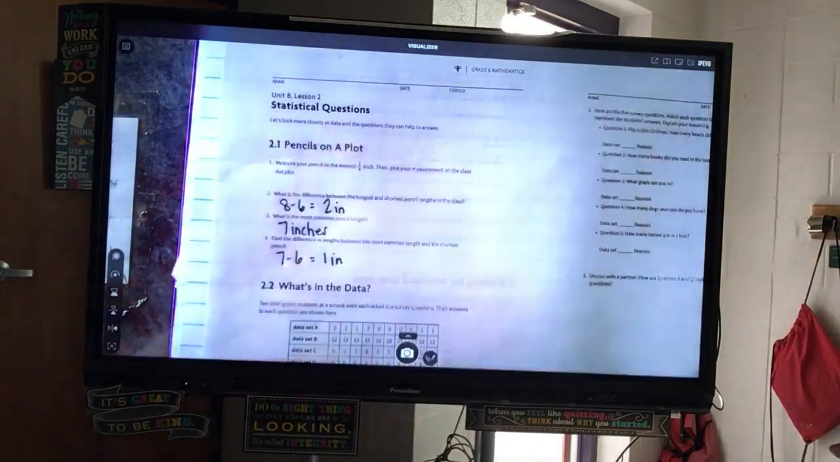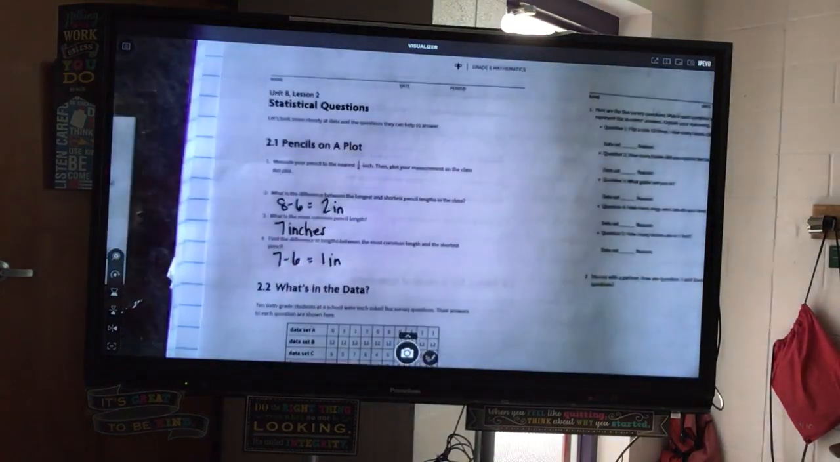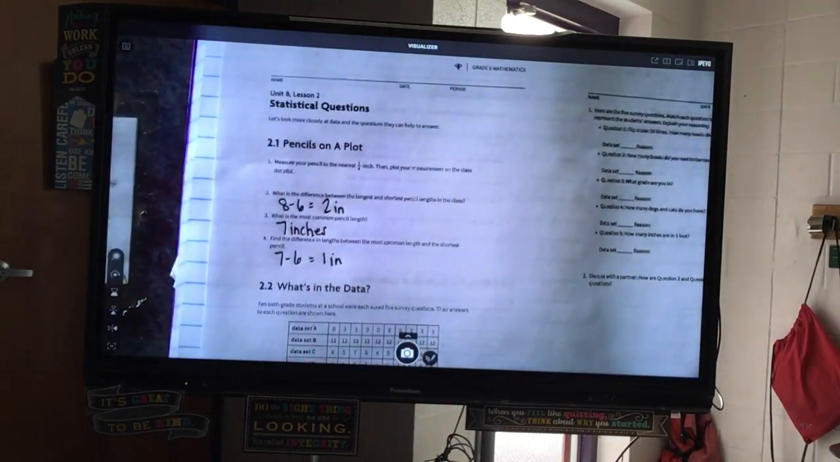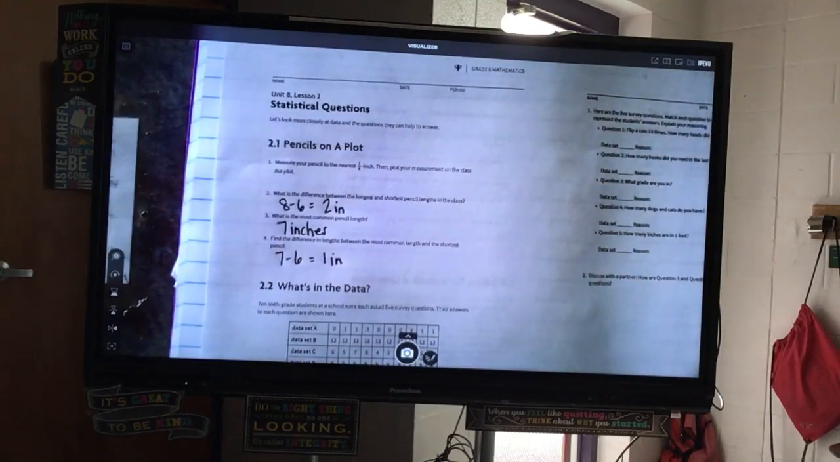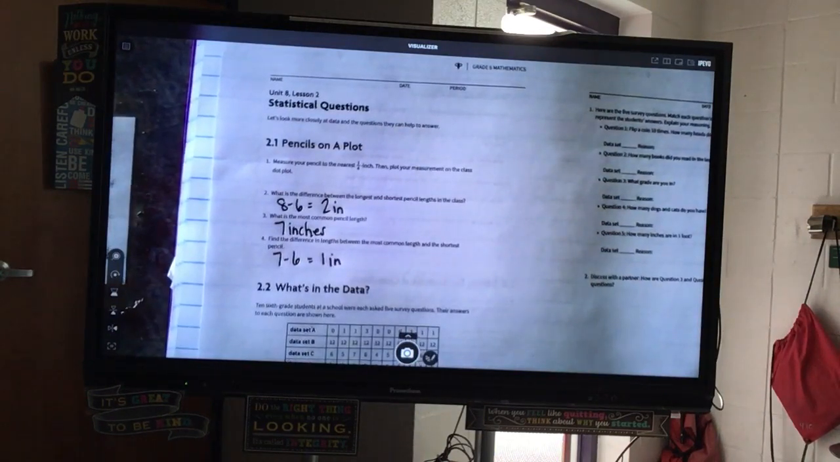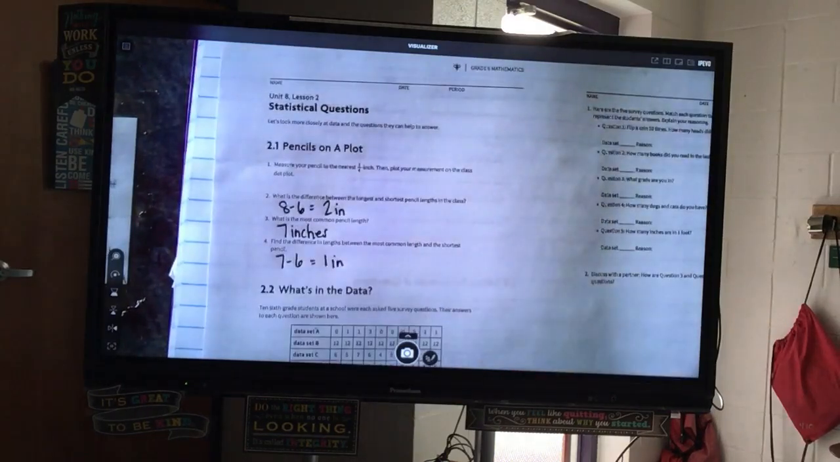All right, so this is collecting data. This is giving data a visual, and then this is using data to essentially answer real world questions. All right, that is what this lesson, or not this lesson, sorry, that's for tomorrow.